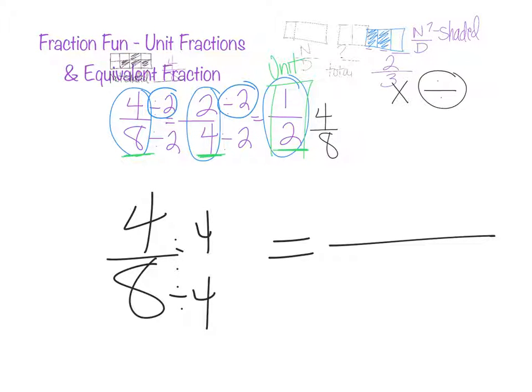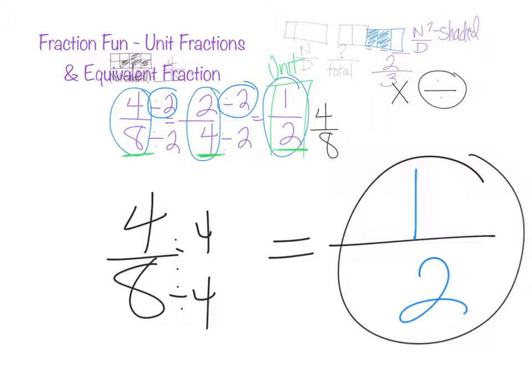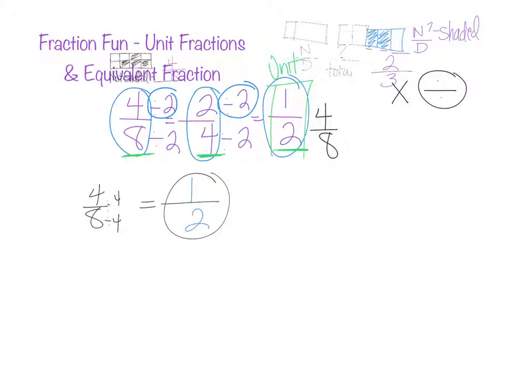Whatever you do to the bottom, do to the top. 4 divided by 4 is 1. 8 divided by 4, 2. Excellent. So 1/2. So this is where your facts practice, memorizing your facts, is so important, because if you're so used to seeing 4 times 4 equals 16, if you start with a fraction with the denominator of 16 and its numerator was 4, you would automatically know that you can use 4 for both the numerator and the denominator, because you know 4 times 4 is 16.